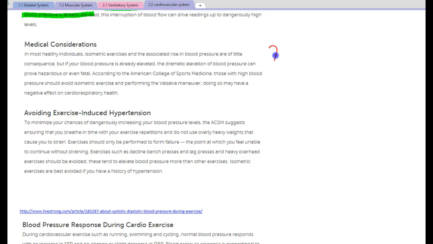What we're looking at here is essentially that if you have a bad heart or an already elevated blood pressure, then performing exercises that use a Valsalva manoeuvre is probably contraindicated, meaning that you shouldn't be doing it.